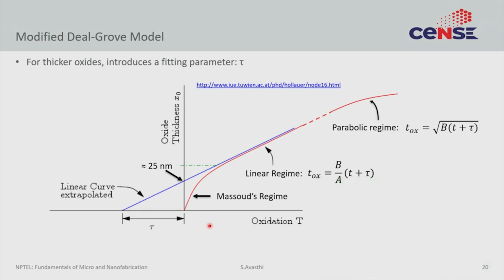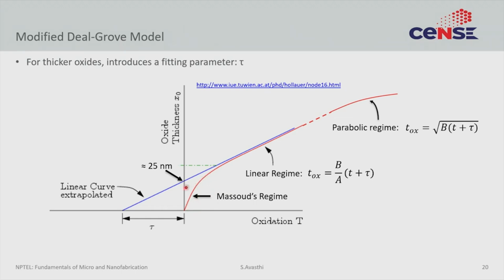Practically, this problem is handled in a simple fitting parameter type of way. So, what you actually have is this red line. So, you have a linear regime which the Deal Grove model predicts. You have a parabolic regime which the Deal Grove model predicts. But if you extrapolate this line down to lower times or lower thicknesses, then it sort of starts deviating, and this is where you see the Massoud regime or the ultra thin oxide growth regime.